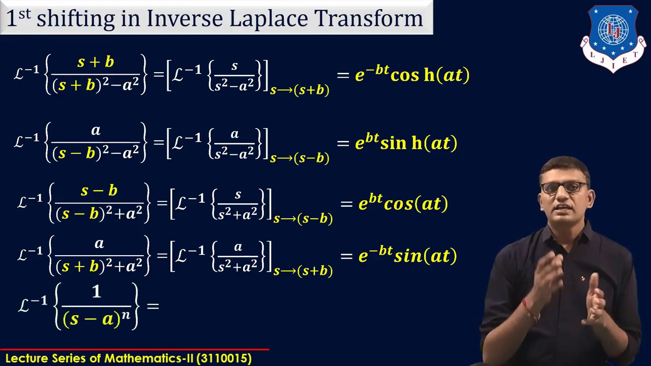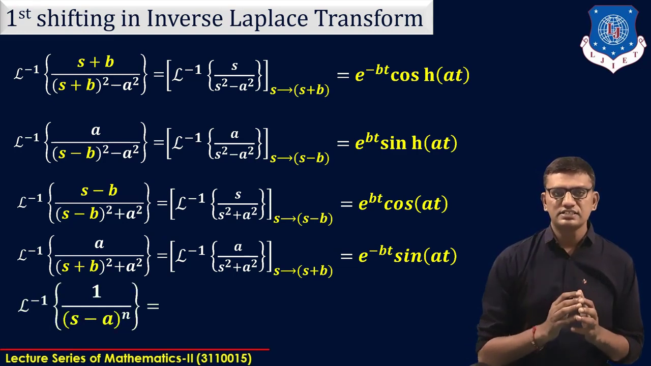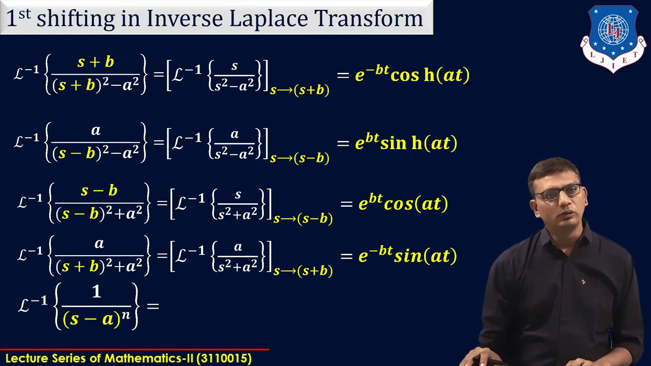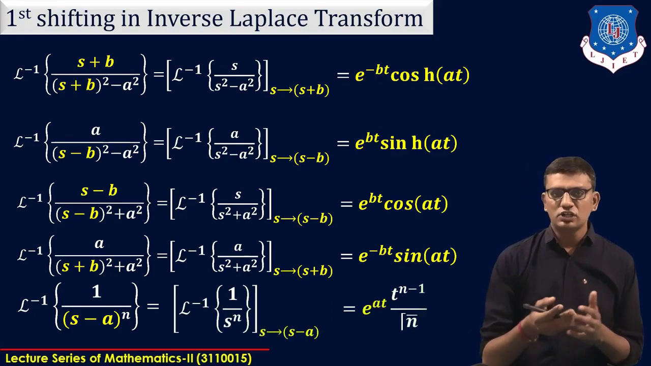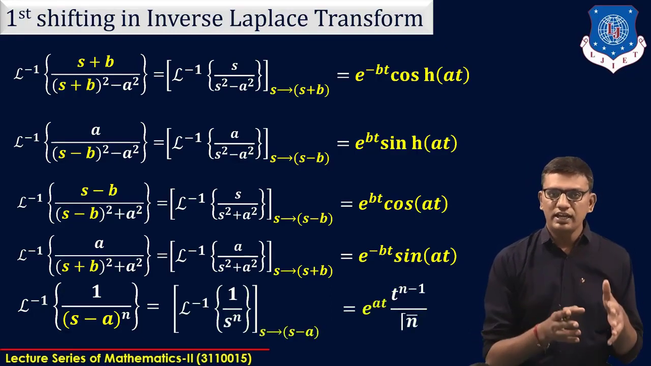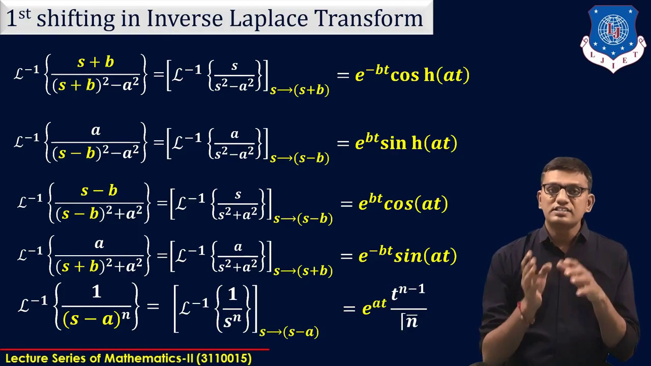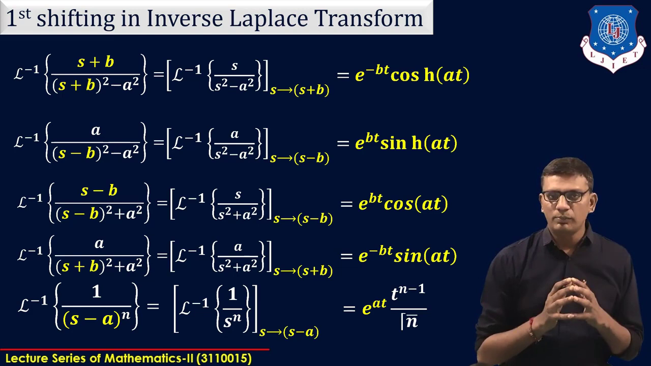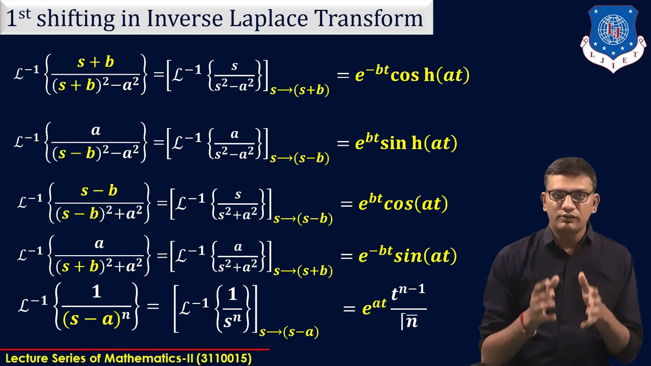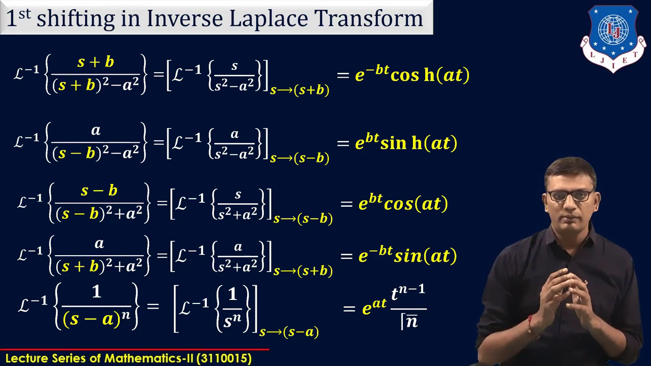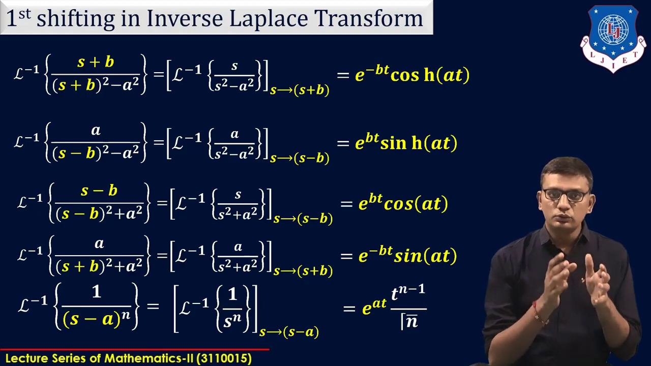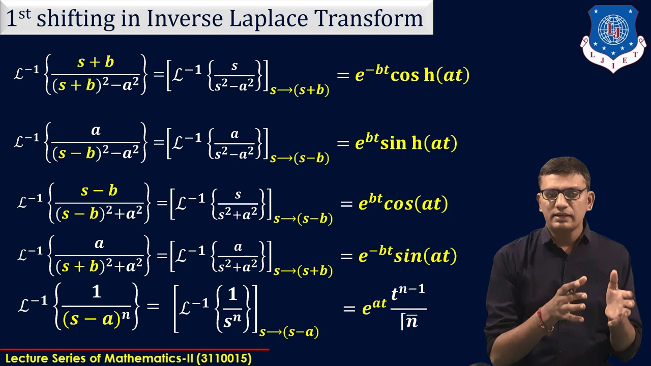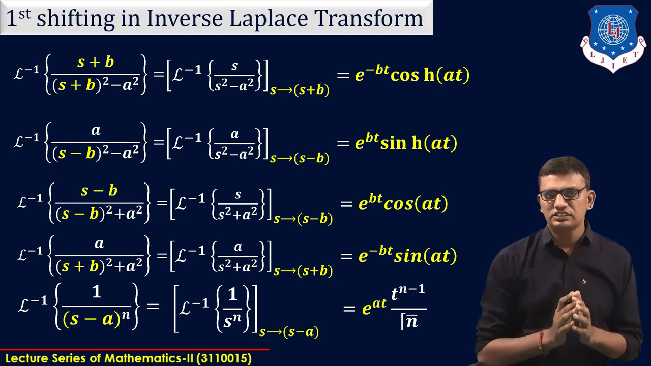Now our next term is L inverse of 1 upon s minus a raised to n. Here s is replaced by s minus a, so it can be rewritten as L inverse of 1 upon s raised to n, where s is replaced by s minus a in the original question. Now according to the first shifting property, we multiply our function t raised to n minus 1 upon gamma n with e raised to at, because here s is replaced by s minus a in the inverse Laplace transform.